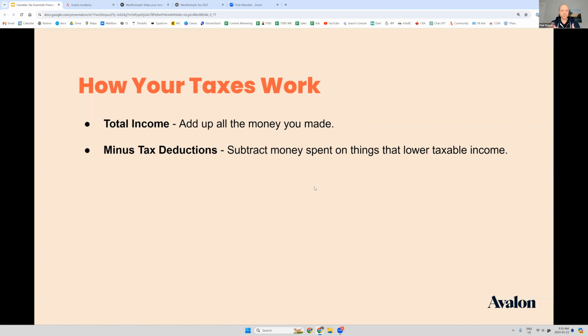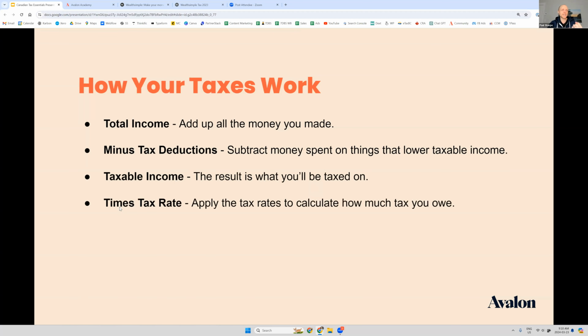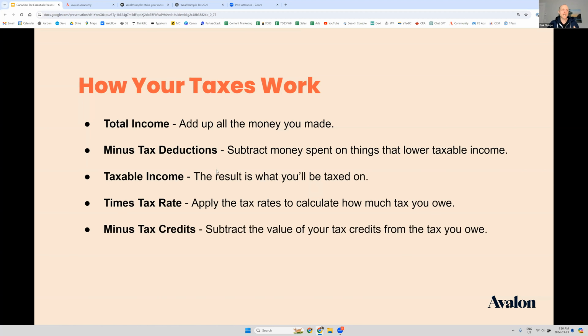That's tax deductions. And I'll show you some really common ones in a bit. Fees, moving expenses, things like that. That reduces your taxable income. Total income minus tax deductions equals taxable income. That's the result that you're taxed on. And you apply your applicable tax rates to that to calculate your taxes. And then you subtract tax credits and you arrive at taxes owing.